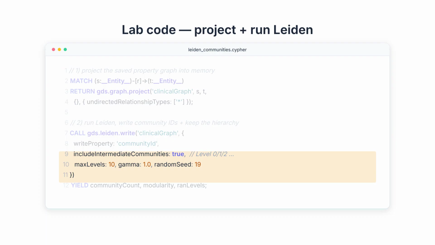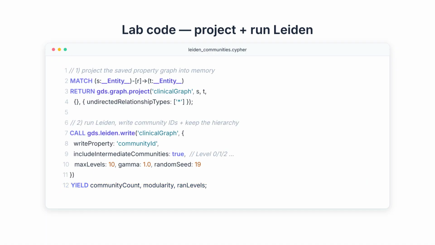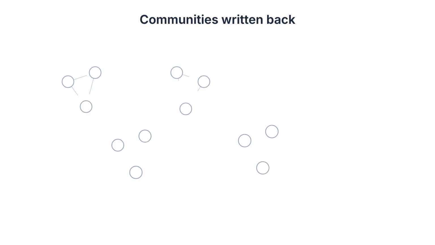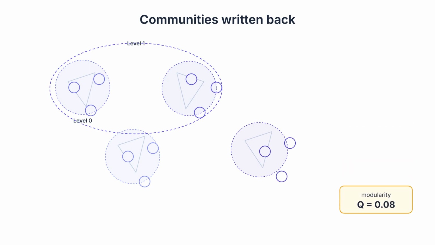We ask for intermediate communities so we keep the full hierarchy, and it hands back the community count and the modularity score, our quality number Q made real. And here's the result animating in. Every node now wears a community color, the graph splits into tight clusters, and because we asked for intermediate communities, those clusters nest into levels. Find neighborhoods at level 0, broad themes higher up. The modularity score tells us how crisp the split is. That's the same hierarchy from earlier, now living inside our medical graph.